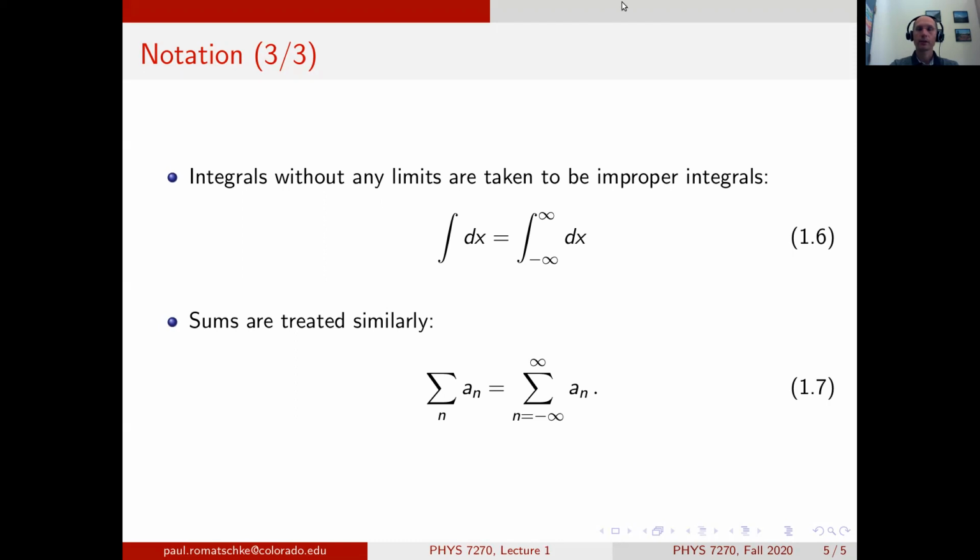This concludes the discussion of the notation in this course.